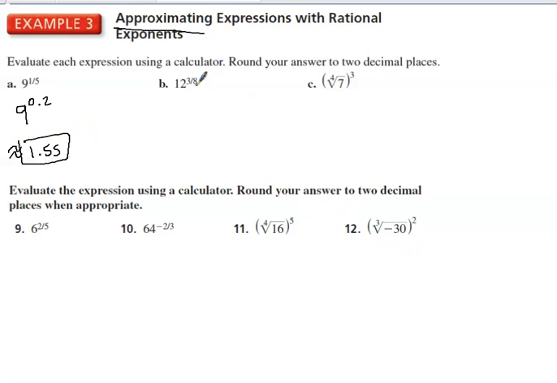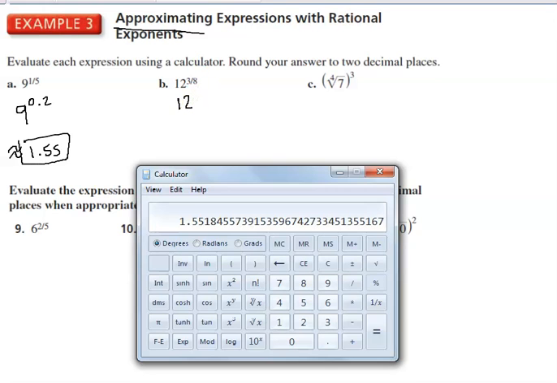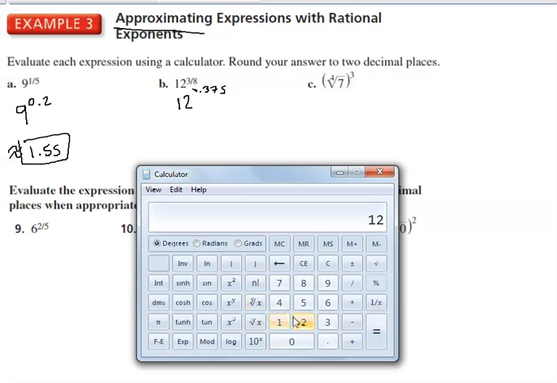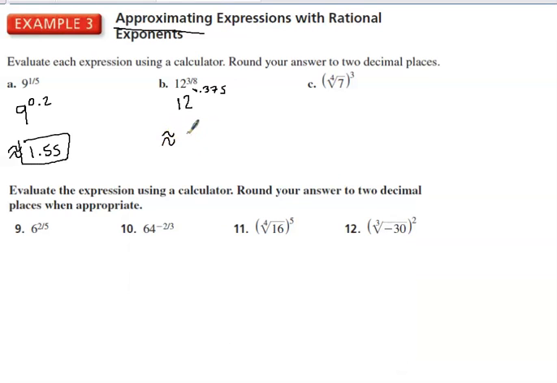Here I have 12 to the power of 3 over 8. If you want, you can type in the 3 divided by 8 into your calculator to get a decimal. I get 0.375. And then I type that in, so 12, I hit my to the power of button, and I get 0.375, which approximates to 2.54. So approximately 2.54.